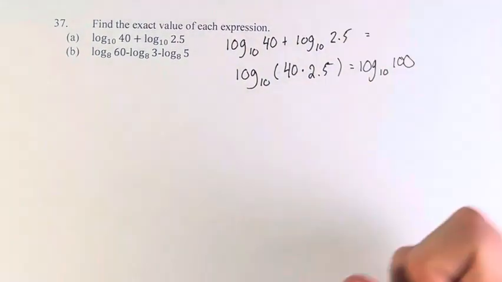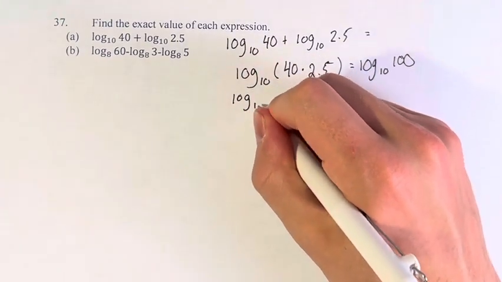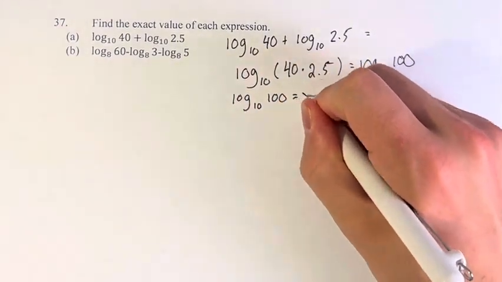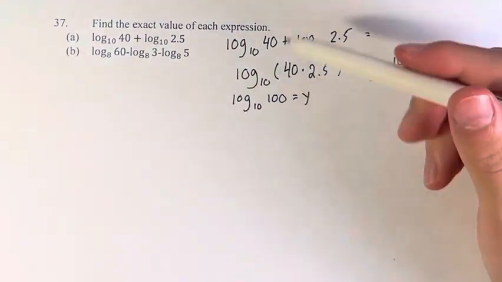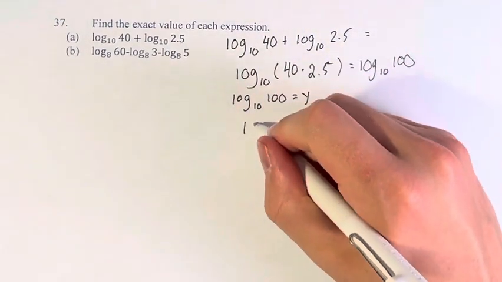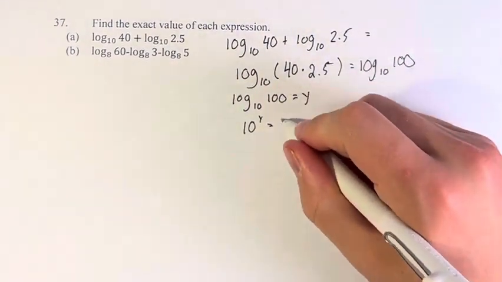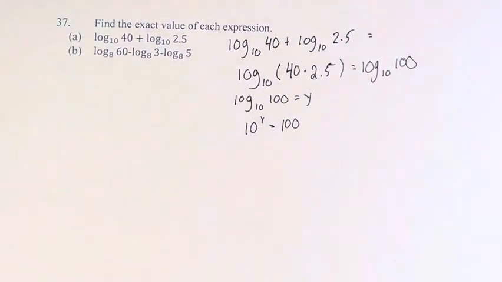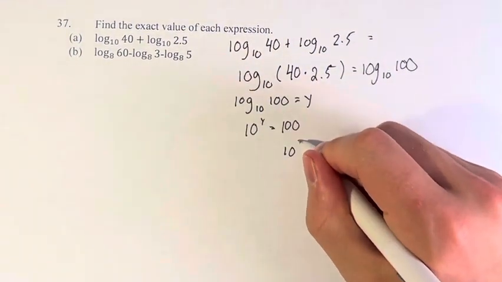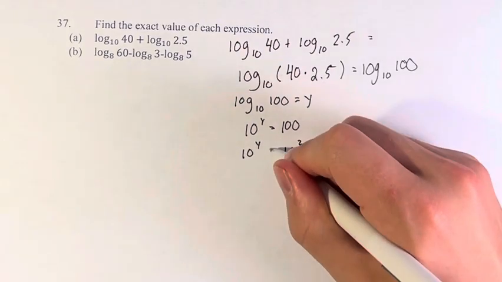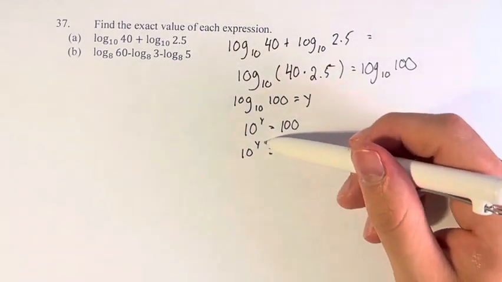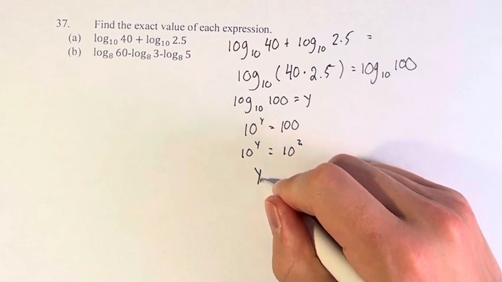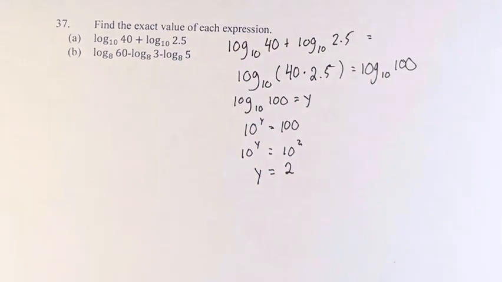Now we can solve this if we say log base 10 of 100 is equal to y. Then we know that 10 to the y is equal to 100 using the definition of a logarithm. 100 is 10 squared. Therefore, 10 to the y is equal to 10 squared. Bases are the same, therefore the exponents must be the same. y is equal to 2.